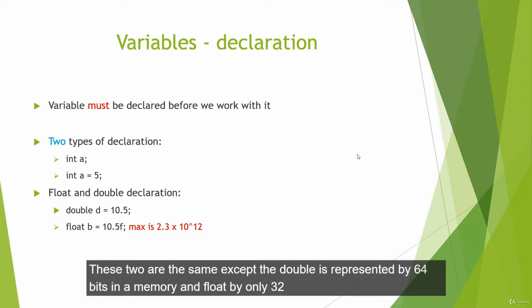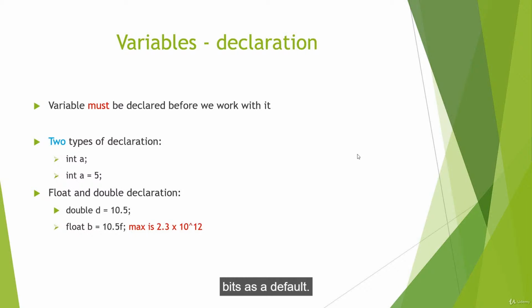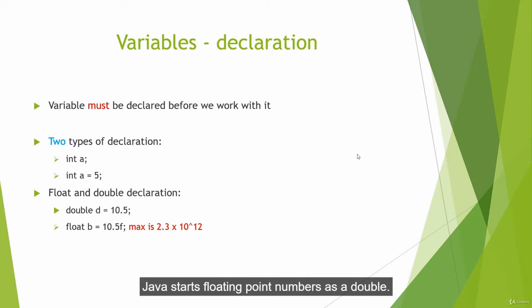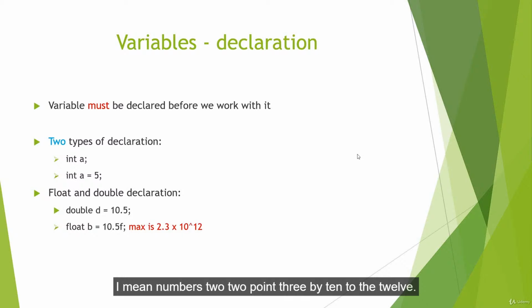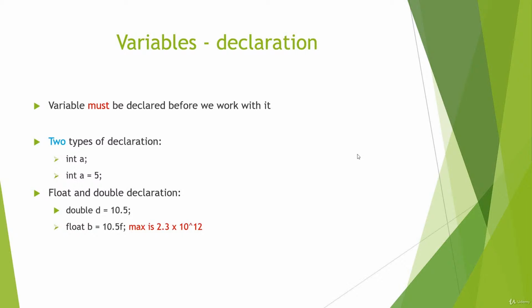These two are the same, except that double is represented by 64 bits in memory and float by only 32 bits. By default, Java stores floating point numbers as a double. When we want to save smaller numbers, I mean numbers up to 2.3 times 10 to the 12.